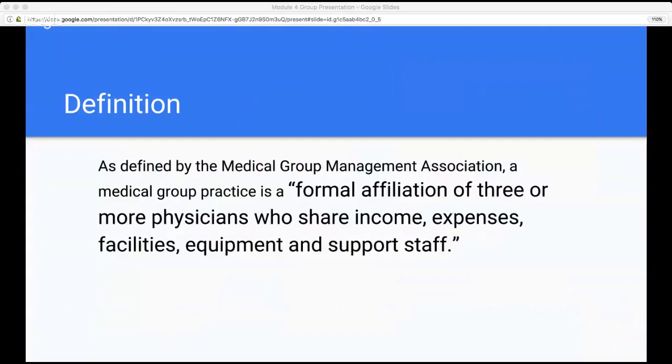As defined by the Medical Group Management Association, a medical group practice is a formal affiliation of 3 or more physicians who share income, expenses, facilities, equipment, and support staff.